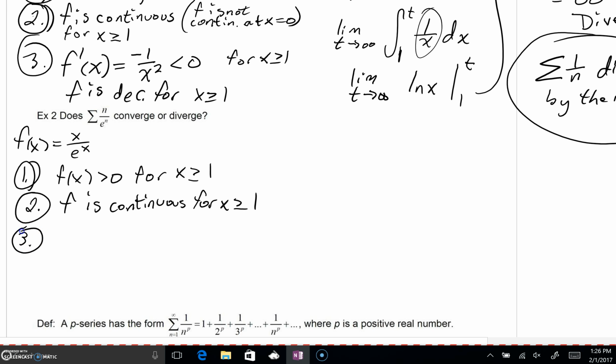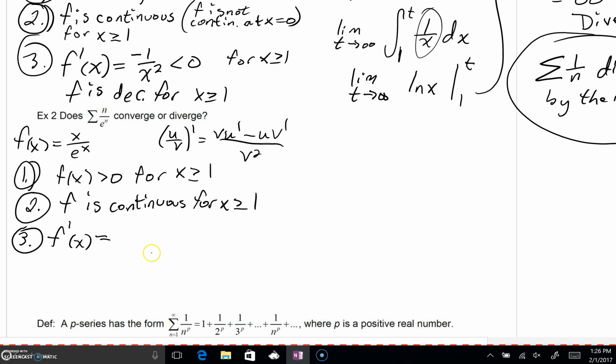Here's something that we do have to talk about, however. Take a look at this derivative. I think it can get kids upset. Kids might say, oh, you're going to need the quotient rule. Yeah, look, you'd say low d high minus high d low over low squared.